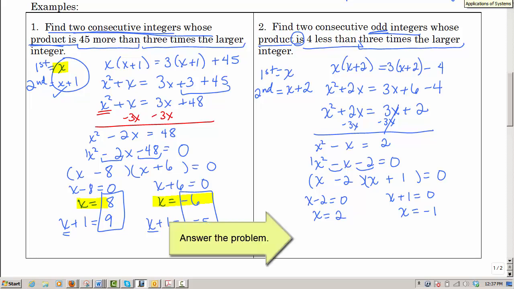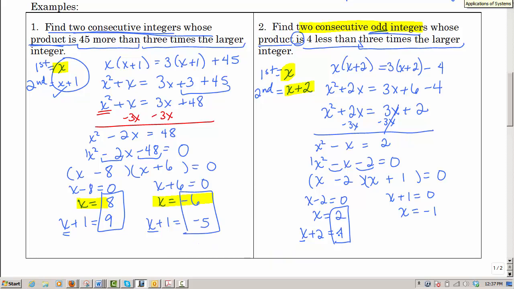Not done. I need to find two consecutive odd integers. I've only found x. Now I need x plus 2. So if x is 2, plus 2 is 4. Now wait a minute. I was supposed to find odd integers. 2 and 4 are not odd. I don't think I've made any mistakes. I just have to throw those out because those are not odd. But negative 1 is odd, and if I add 2 to negative 1, negative 1 plus 2 is positive 1. Those would be consecutive odd integers.